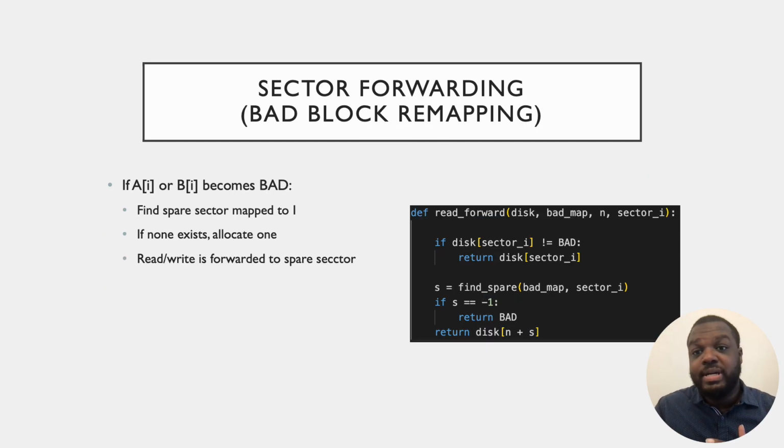This is where the system becomes fault tolerant. If a sector is bad, instead of failing, we use sector forwarding. The function first tries to read the regular sector. If it's marked as bad, it checks the map to see whether that sector was remapped. If it was, the read is redirected to the spare sector at index N plus the spare number. Once forwarding exists, stable read becomes straightforward.